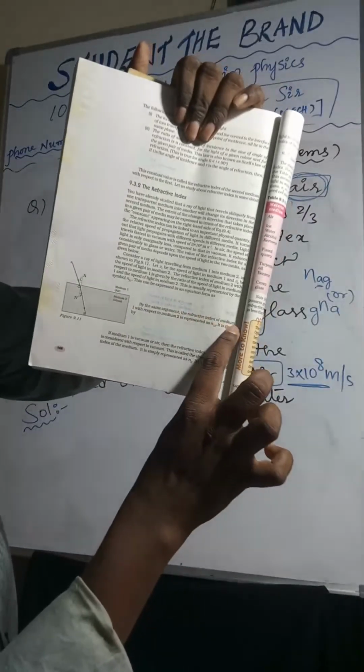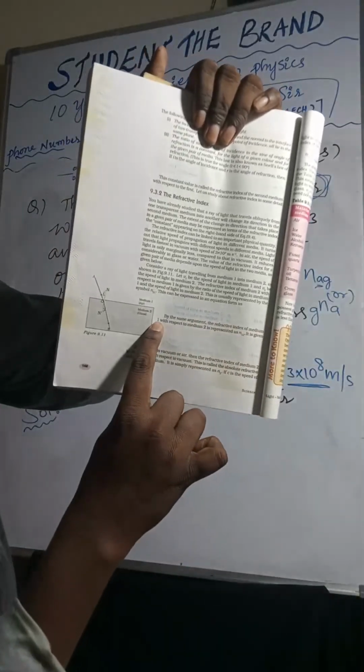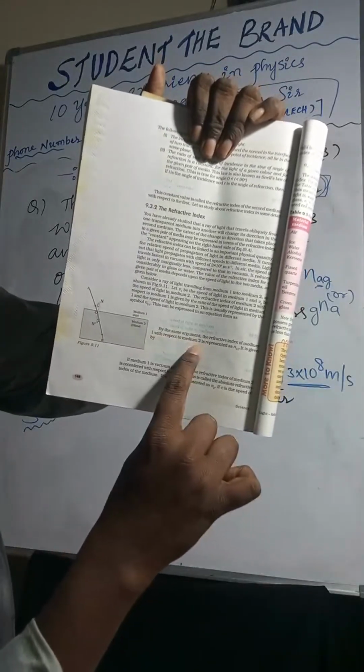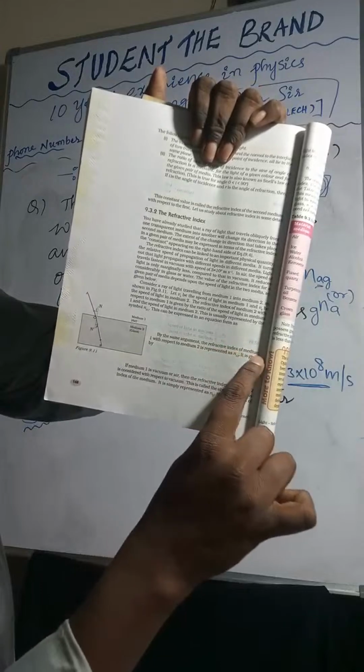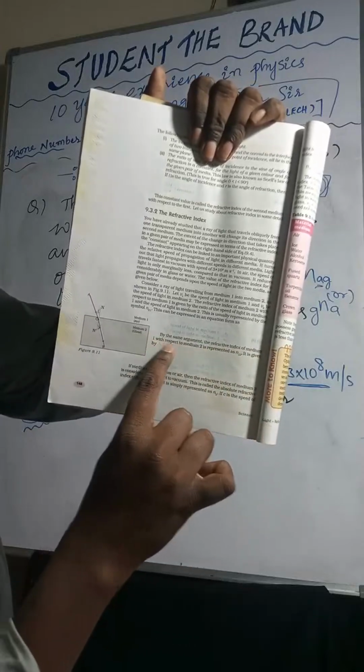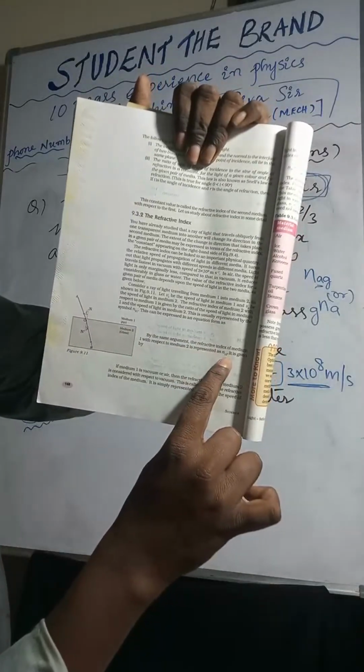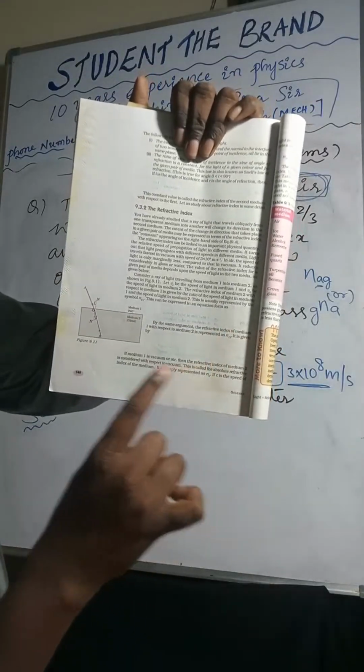The refractive index of medium 1 with respect to medium 2. So how is it? Whatever medium is coming first, we are writing first. Whatever medium is coming next, we are writing next. Only the refractive index. Okay.